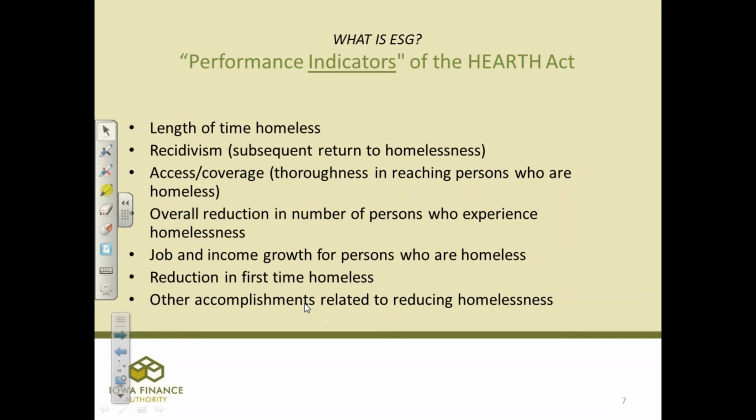Another item, overall reduction in number of persons who experience homelessness. Looking at job and income growth for persons who are homeless. Also looking at a reduction in overall the number of individuals and families who become homeless for the first time. And then other accomplishments could be fairly broad. So these are kind of large goals. They're also system-wide goals, so it's not any individual program or agency that may do all of these, but certainly we're looking for programs that contribute overall to these goals.